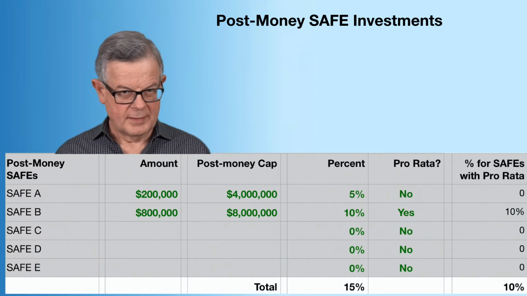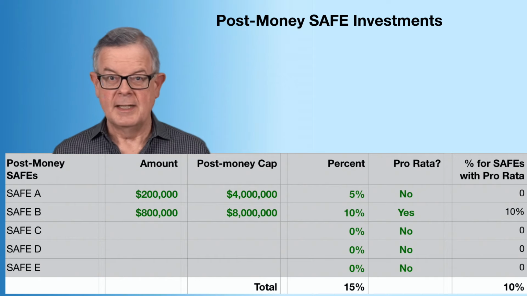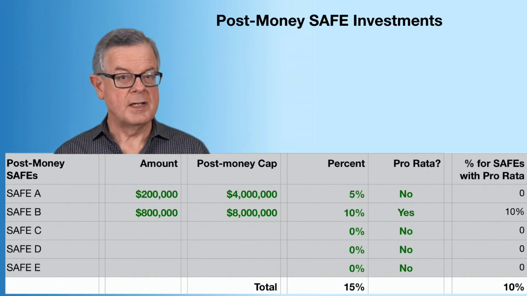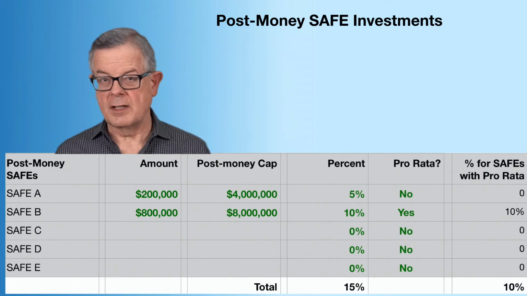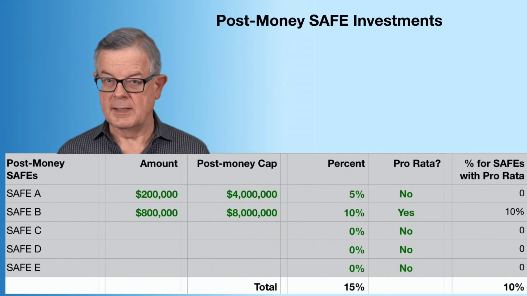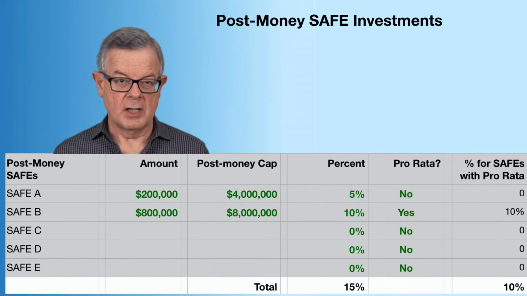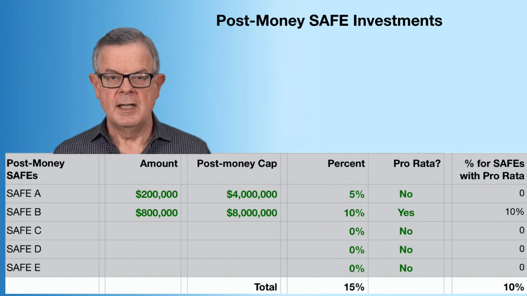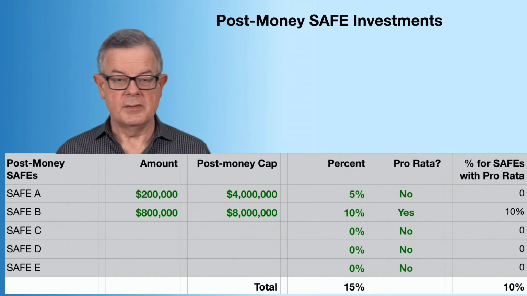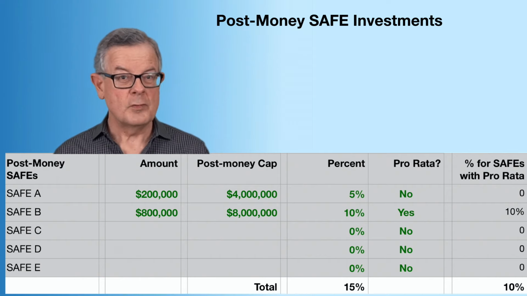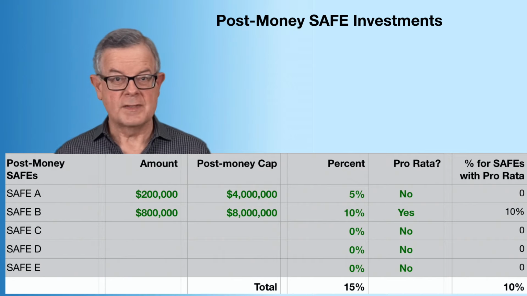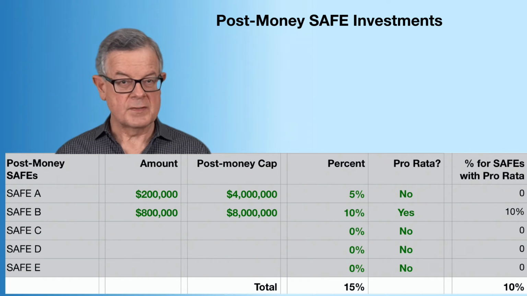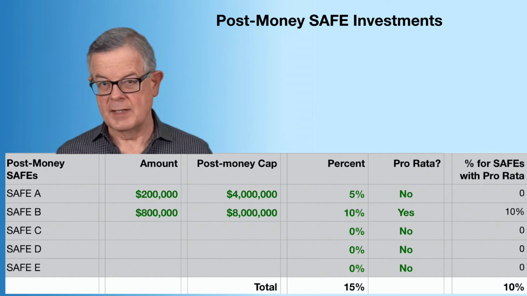In this example, again, the example that's covered in Y-Combinator's Quick Start Guide, there are 2 investments from 2 post-money safe investors. The first invests $200,000 with a post-money cap of $4 million. The second invests $800,000 with a post-money cap of $8 million. We're assuming that there aren't any discounts that come into play here, and so bottom line, the first investor is going to, at the end of the SAFE round, own 5% of the company, and the second investor will own 10%. And we further assume that the second investor, the larger investor, is given a pro rata right, which means then in the Series A round, they have the right to purchase additional shares to maintain their percentage ownership.